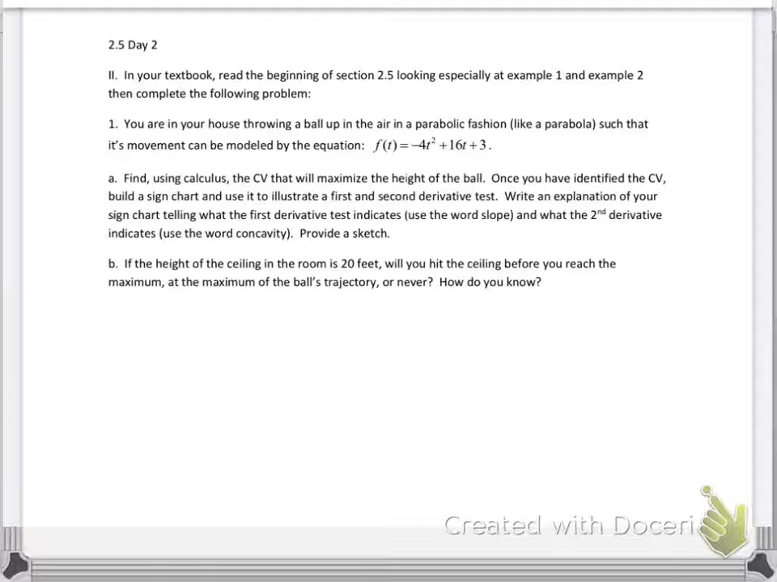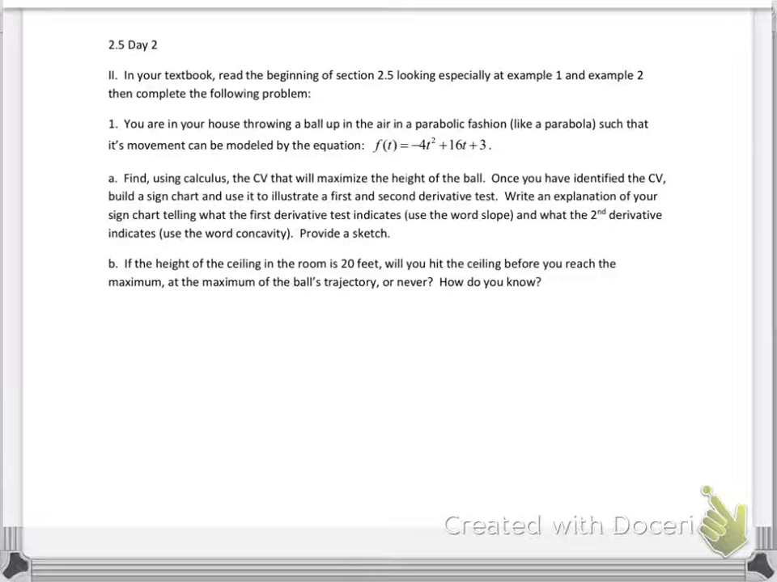Okay, in this video, I'm going to do the activities that follow the 2.5 exercise, the problems 1 to 10 that I've already done. So we're going to go over a couple of examples, and then I'm going to give you an assignment in our notes packet. So this says, in your textbook, read the beginning of section 2.5, looking especially at example 1 and example 2. So I would suggest that you do that. I'm going to go ahead and do this example for you.